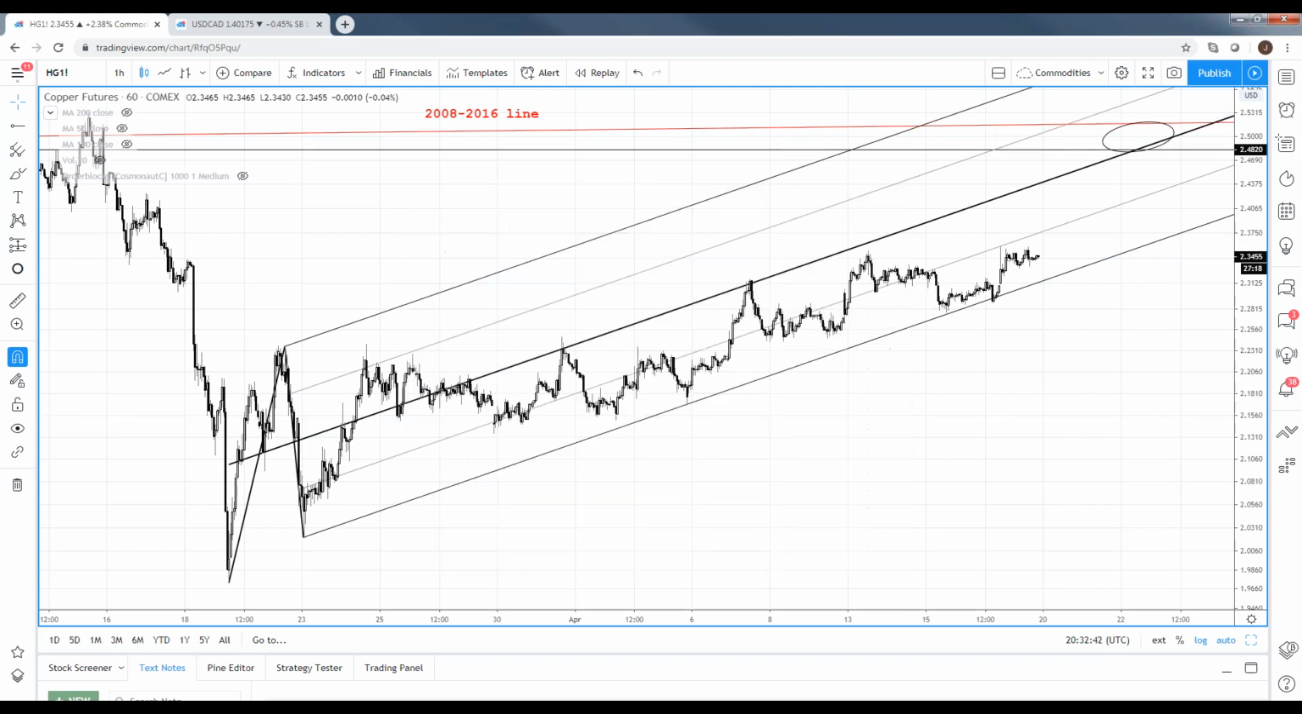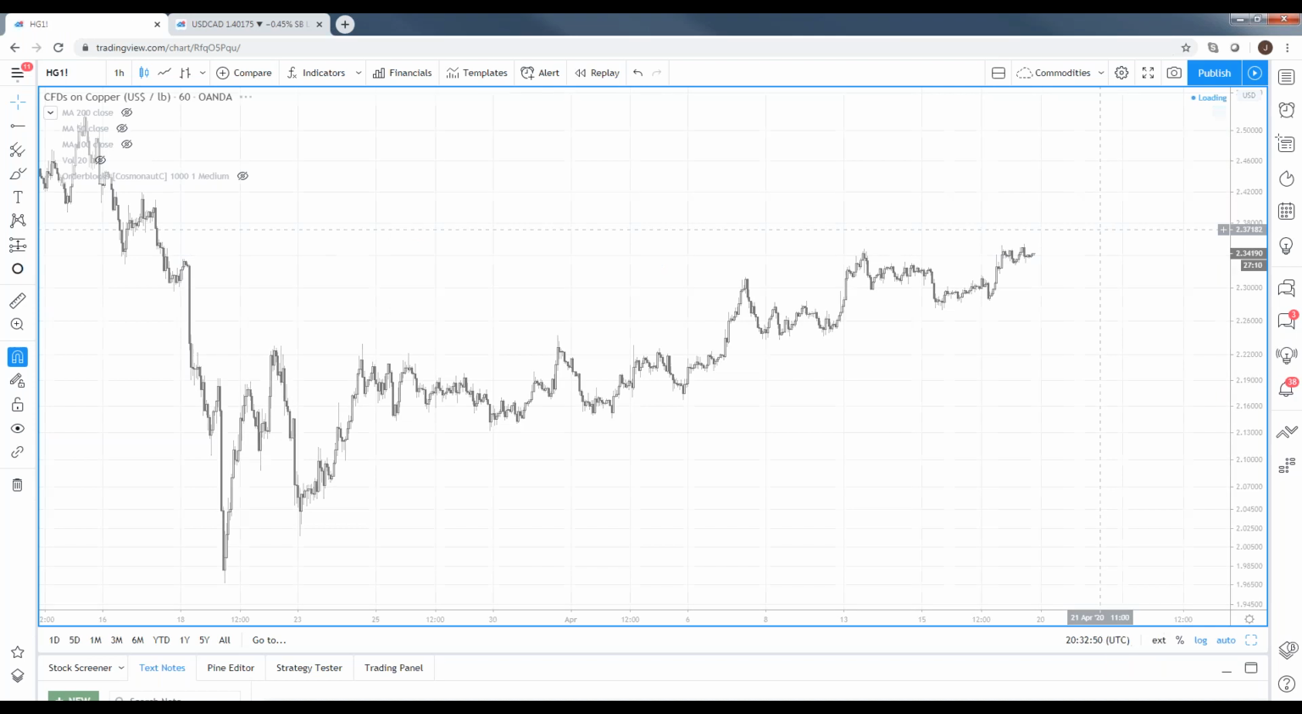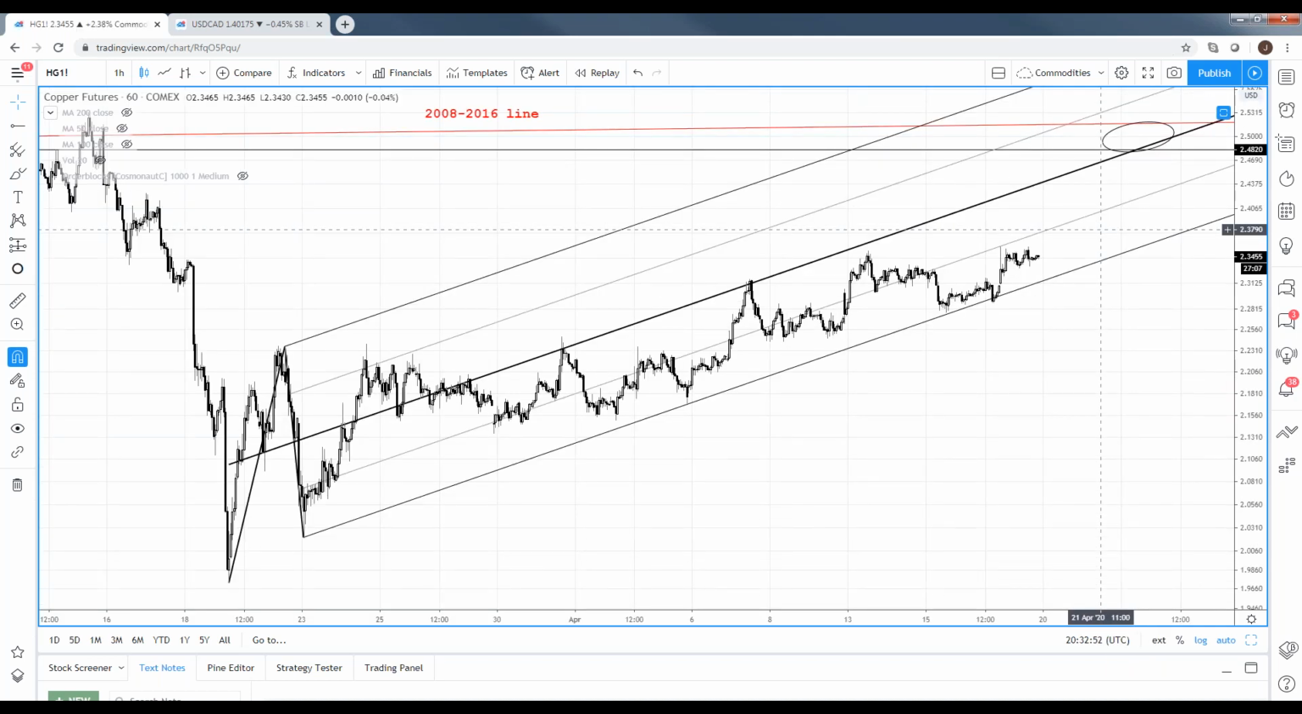XCU. So 234.19. The chart's pretty much the same, actually. 234.19 is where the spot's trading. 234.55. Okay, so you've got a little bit of a difference there. 36 points. In any case, on copper, 248.20 to slightly higher, 251.55 is kind of where I'm looking.